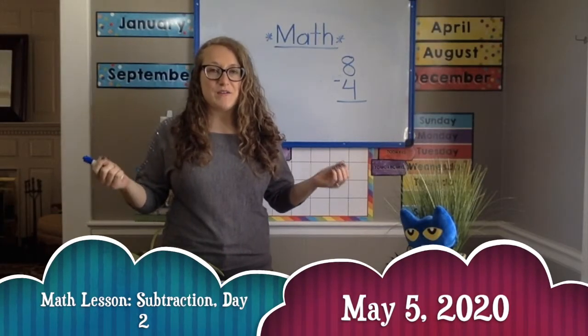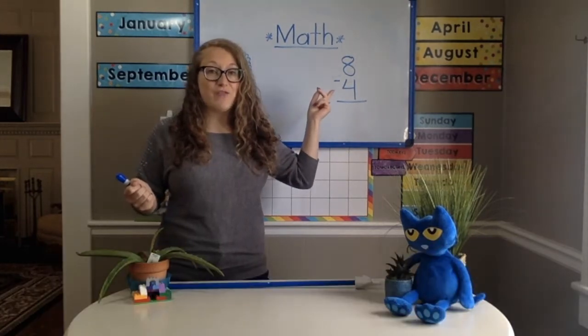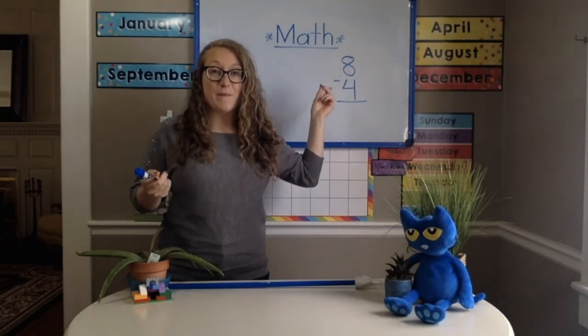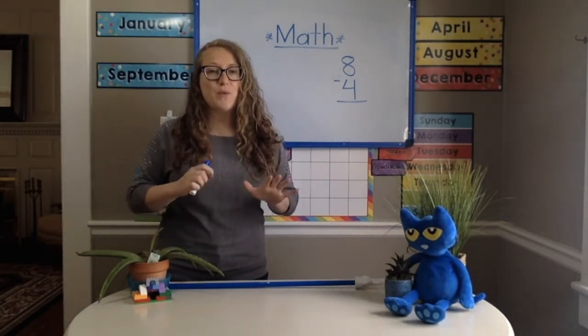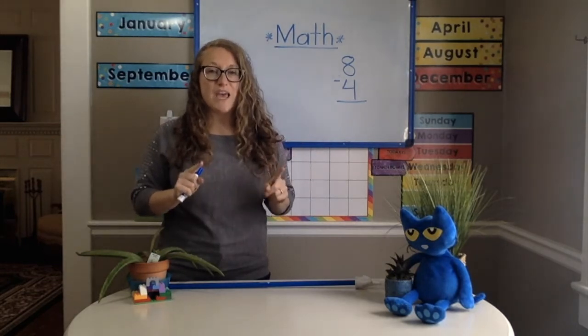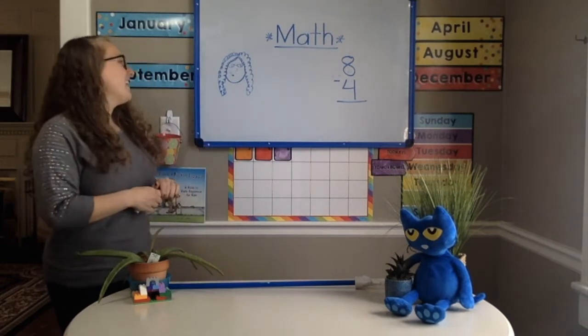This week we are talking about subtraction in math. And we learned that we can write our subtraction problems vertically, kindergarten. So 8 minus 4 equals. Yesterday we used objects to help us count, to help us subtract. Today we are going to use illustrations. Here is Miss Stoller right here.